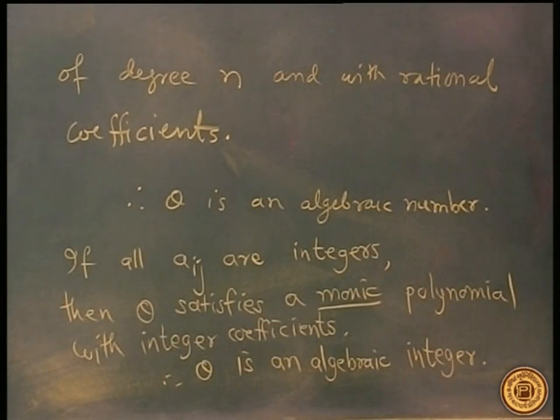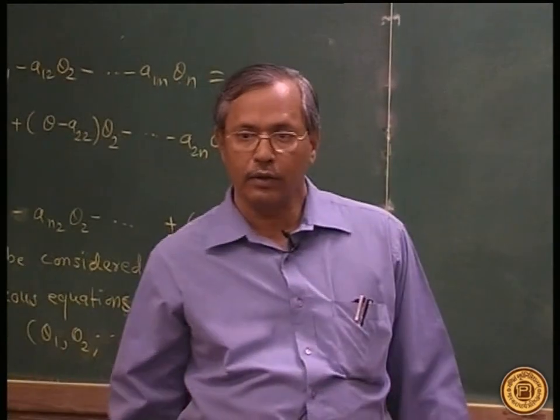This is a very useful criterion for theta to be an algebraic number or algebraic integer, that we should be able to find theta 1, theta 2, theta n, which are complex numbers, such that each theta theta i is a combination of theta 1, theta 2, theta n with rational coefficients. If you can find such theta i, then it would mean that theta will be an algebraic number or algebraic integer, depending upon whether these Aij are rational or integral.